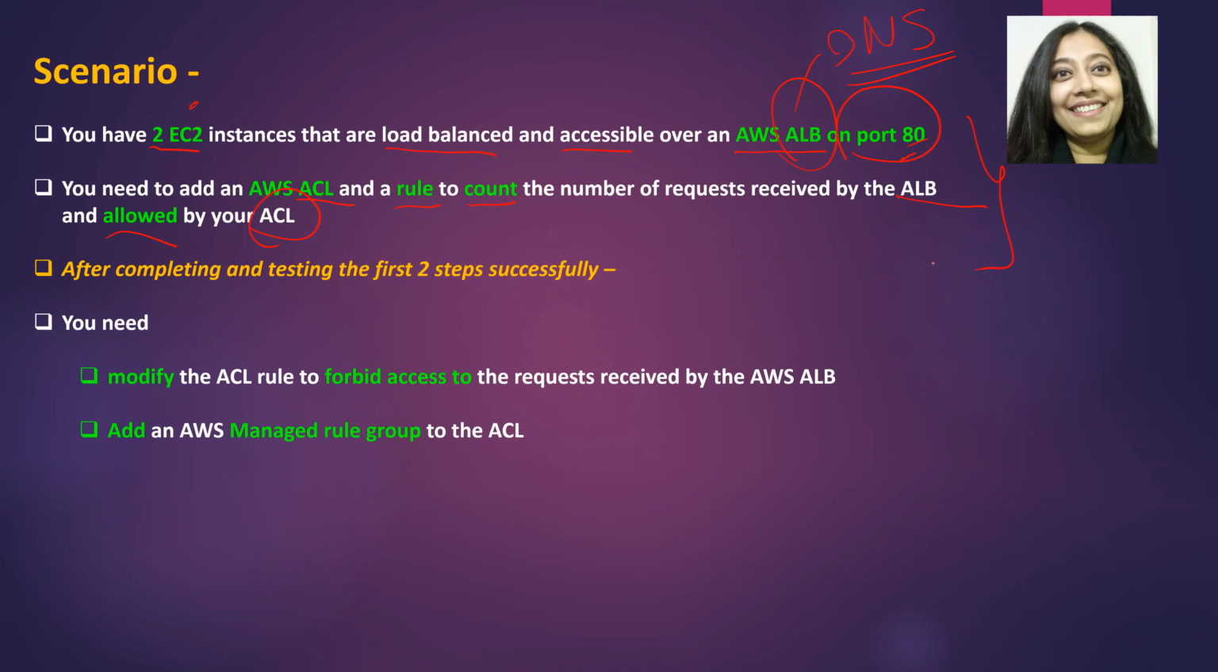After we've finished these two steps and tested them successfully, we will modify our ACL rule to forbid or block access to the requests received by our application load balancer. So earlier we were allowing those requests to go through and fulfilling them, then we will block them. In addition to that, we'll also add an AWS managed rule group to our ACL. So this is our overall scenario. This is what we are planning to accomplish in this tutorial.